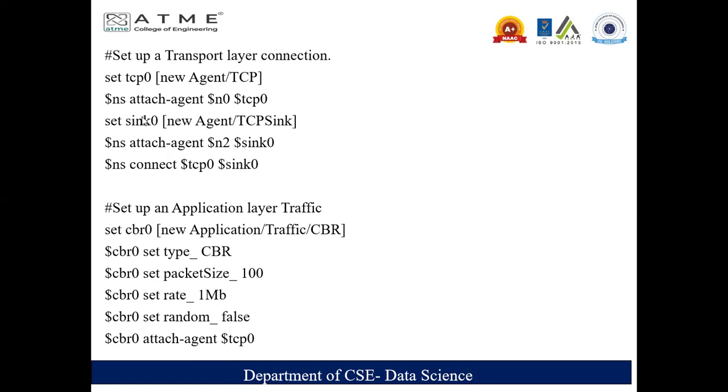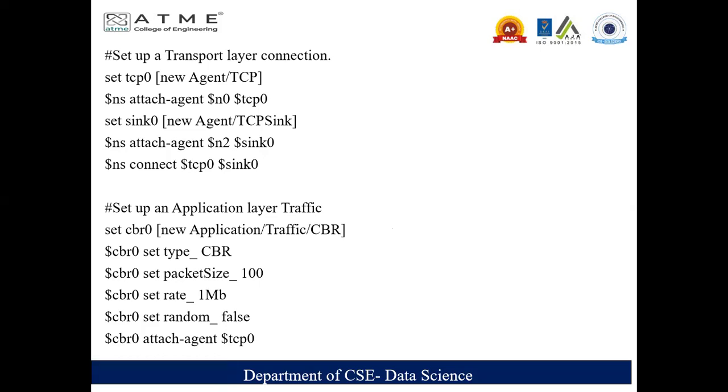And then I'm creating one more object called sink0 of the class TCP sink, which is a subclass of the class agent. And I'm attaching that to the destination node, the sink node. So sink0 and N2, I'm attaching these two. Once this is done, I'm connecting TCP0 and sink0, that is the first node and the last node. I'm connecting these two.